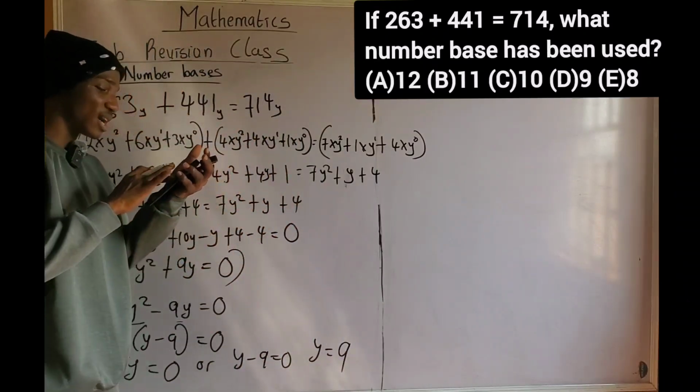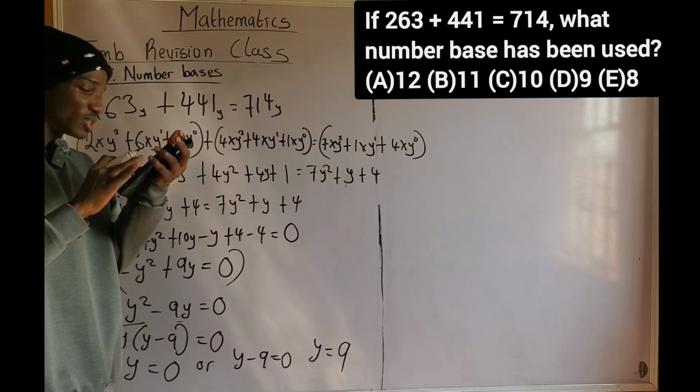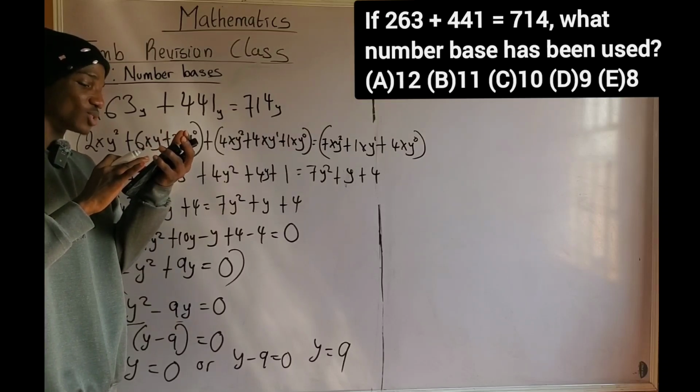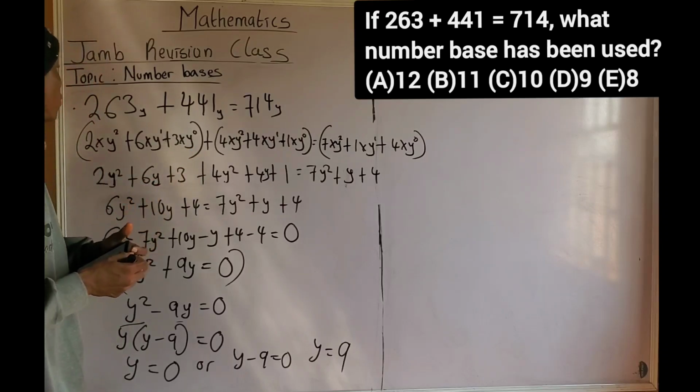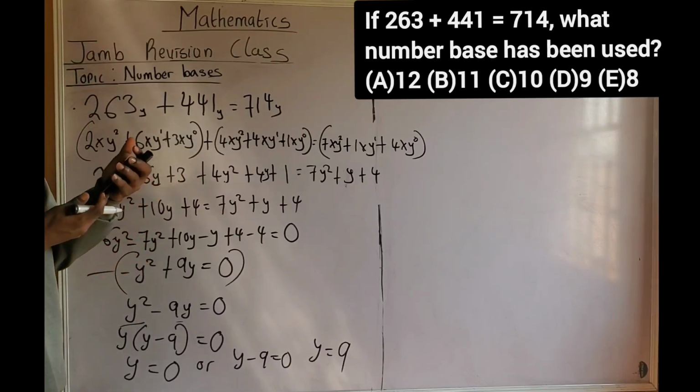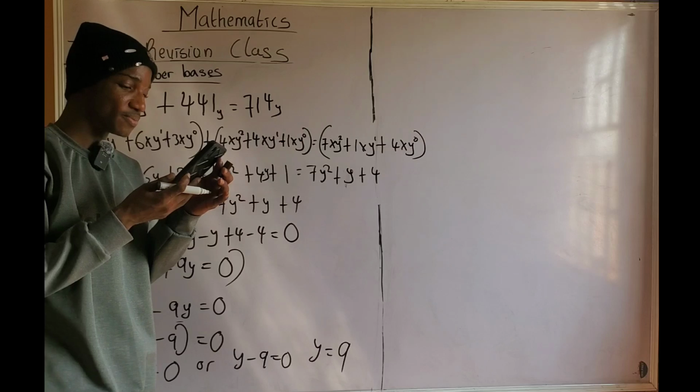So the correct option to that question is option D. Option D is correct. The value of y is 9. So that is the solution to that question. Now let us proceed to the next question.